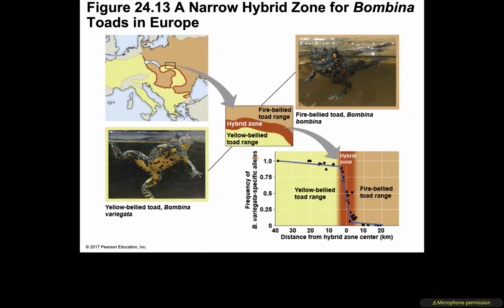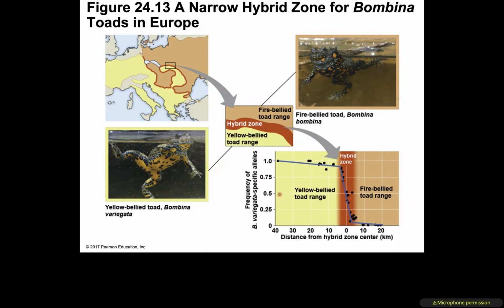So look in here. Here are your toads. And you can see in the orange, you can see the fire-bellied toad range here. And in the yellow, you have your yellow-bellied toad range. All along the area where that meets, you can find what is called a hybrid zone, where those toads are having babies with each other.